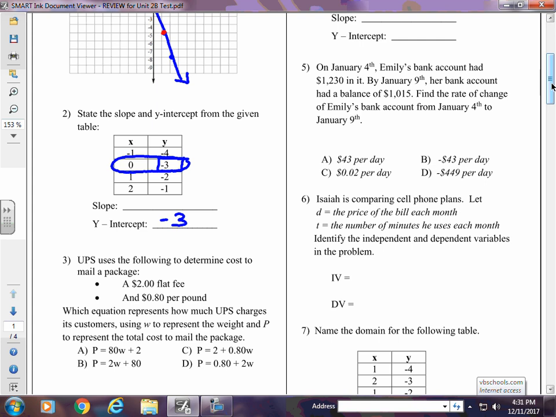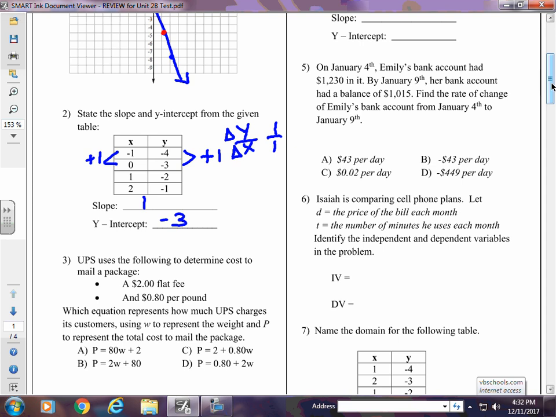Now, to get the slope from a table, you should know how to do this just like we do rate of change. And remember, for rate of change, we find the difference in our y's and the difference in our x's. So negative 4 to negative 3 is adding 1. Negative 1 to 0 is adding 1. And we always do y over x. Change in y over change in x. So that's 1 over 1. Well, 1 divided by 1 gives me a slope of 1. So there's my answers to that one.